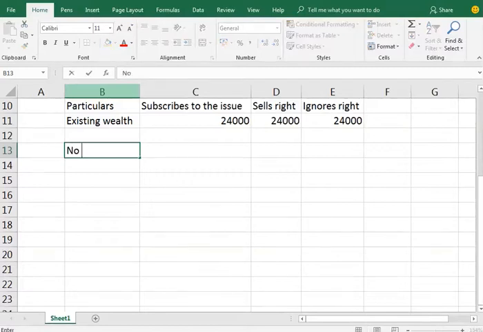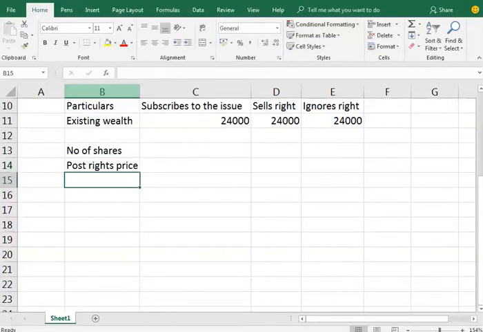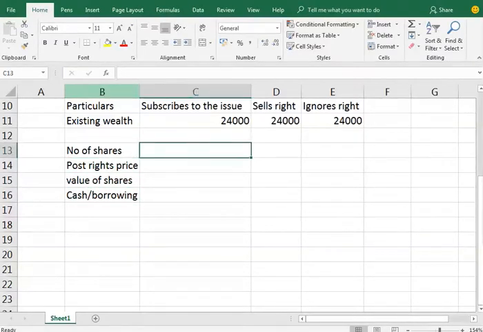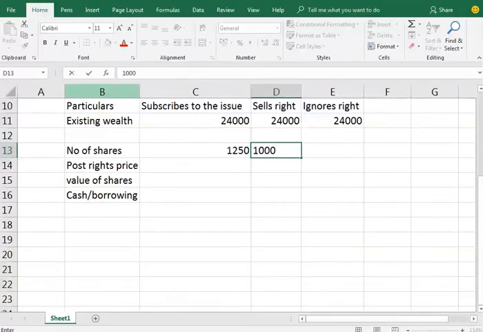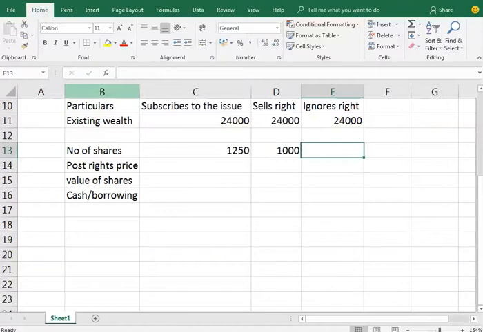Post the rights issue, number of shares, post rights price, value of shares. I'll explain this, just give me a minute. Now if I subscribe to the issue, I will end up holding 1250 shares. I can buy another 250 shares from the company. If I sell the right, I'll continue to hold 1000 shares. If I ignore also, I'll continue to hold 1000.